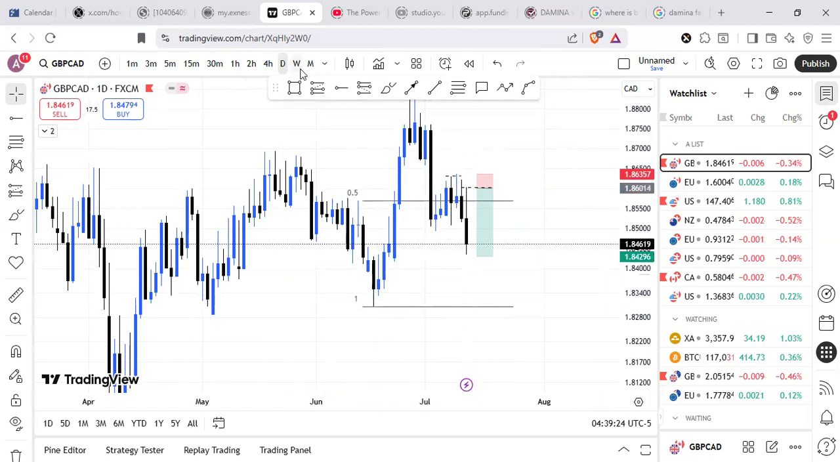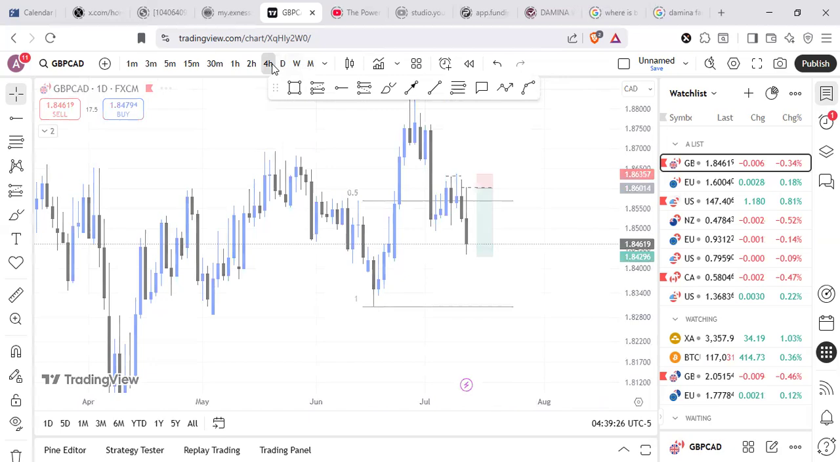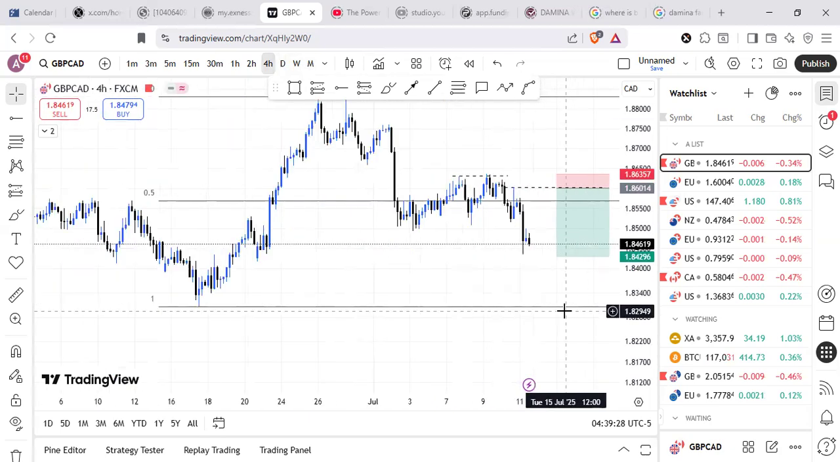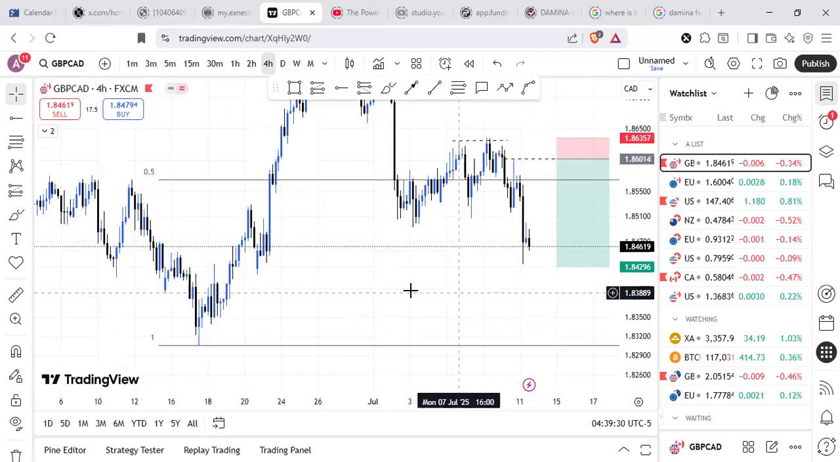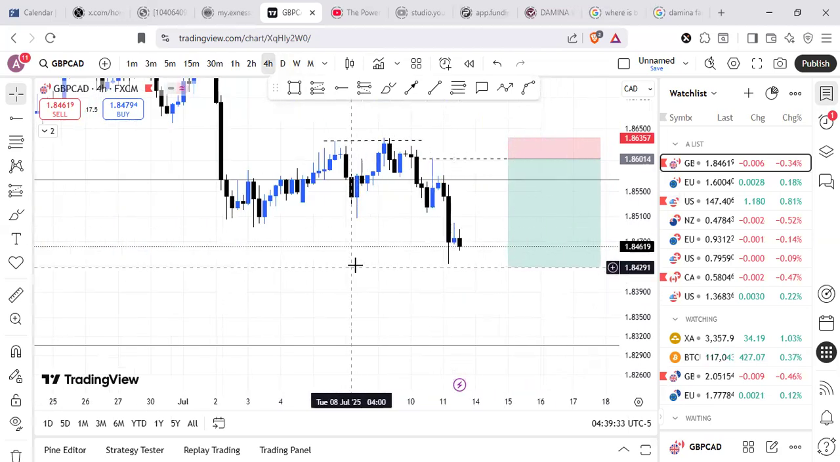You can also be looking for more fundamental events that will come up and influence this pair. So that's it, guys.